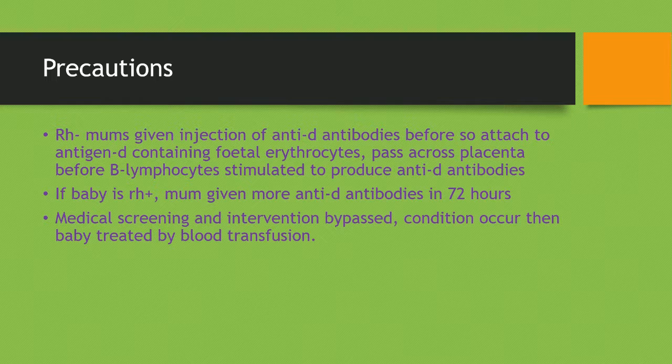So there are precautions to this, though. Rhesus negative mothers are now given an injection of anti-D antibodies before giving birth, and these attach to the antigen D containing fetal erythrocytes, which pass across the placenta for the first time. This happens so the B lymphocytes are not stimulated to produce anti-D antibodies, and therefore the memory cells are not produced. So if the baby is Rhesus positive, the mum is given more anti-D antibodies 72 hours after. They're given them before, whenever they don't know the blood type, and then after if it is Rhesus positive.